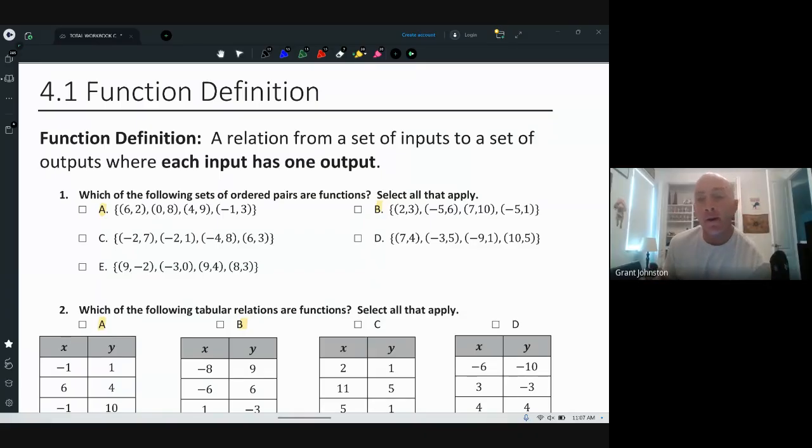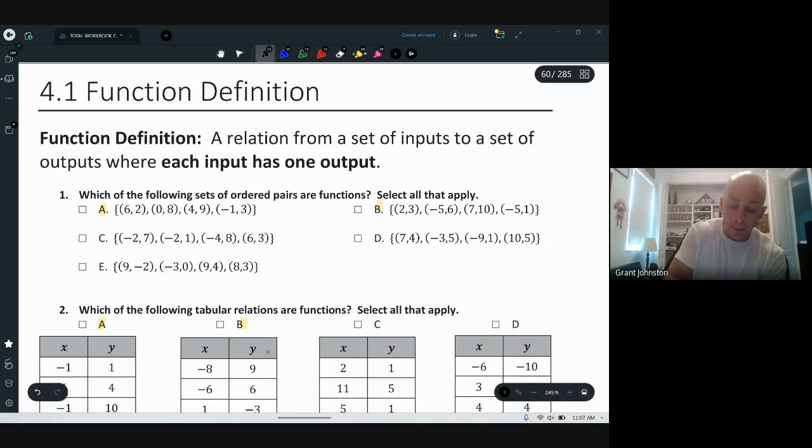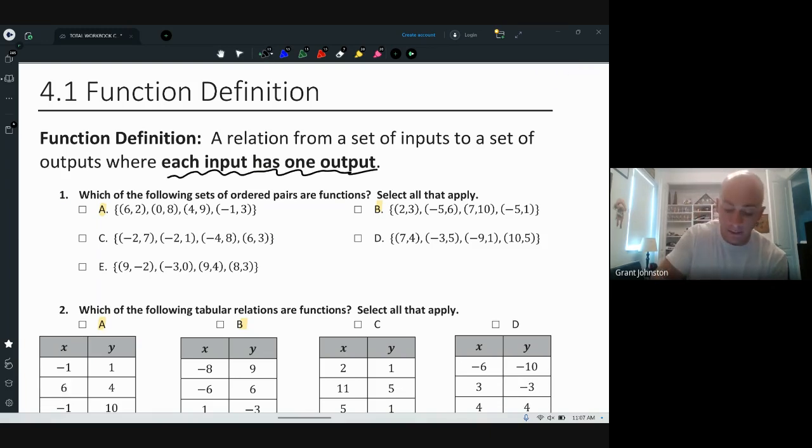So, function definition. This entire Unit 4 is specifically about linear functions, but a lot of the Algebra 1 curriculum is about functions. So I just want to do a little bit of a review. I know you've most likely already learned this in pre-algebra, about what a function even is. The function definition is a relation from a set of inputs to a set of outputs where each input has one output, okay? Our inputs are like our x, and our outputs are like our y. So each input has one output.